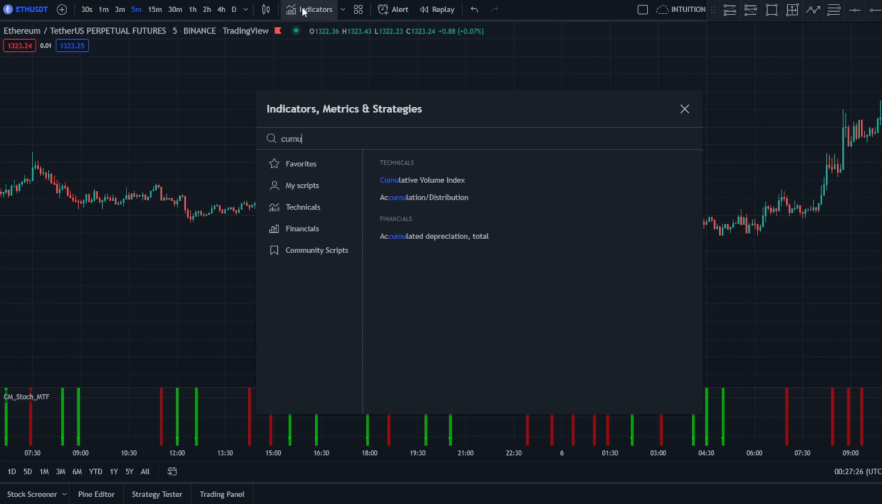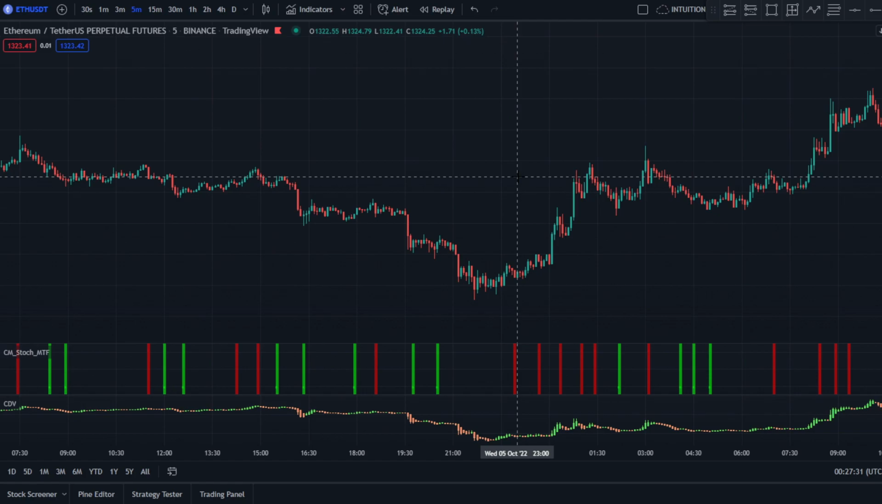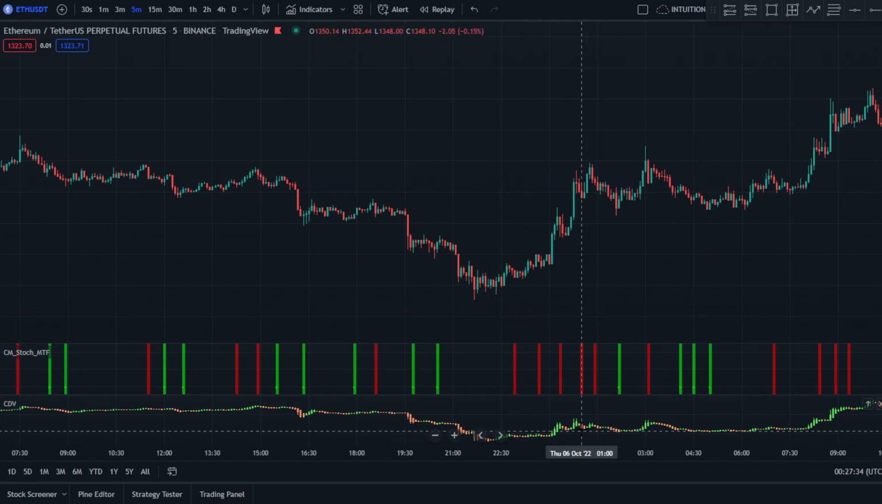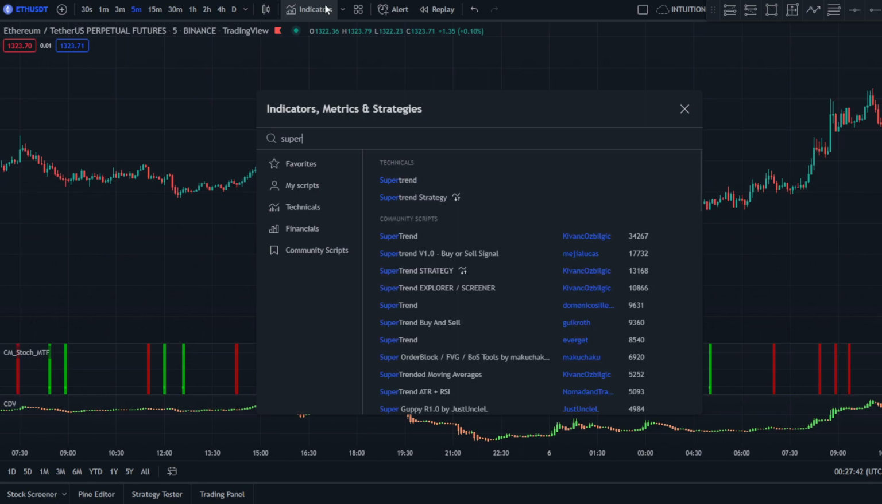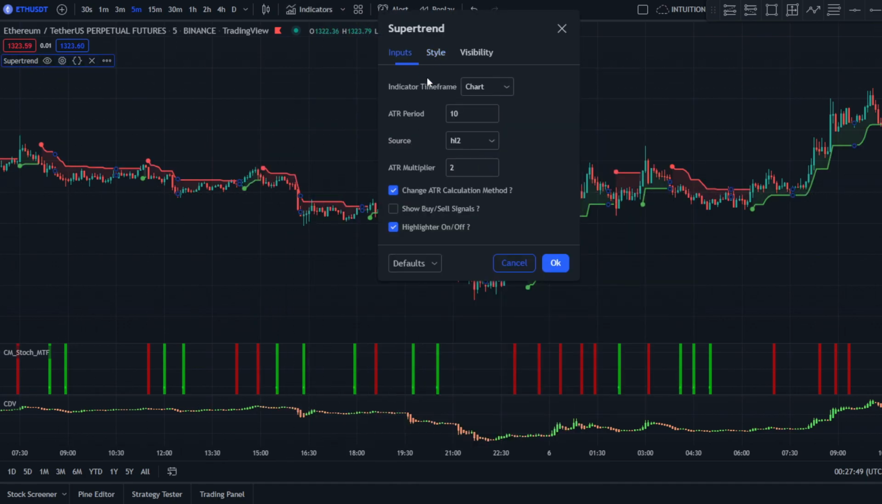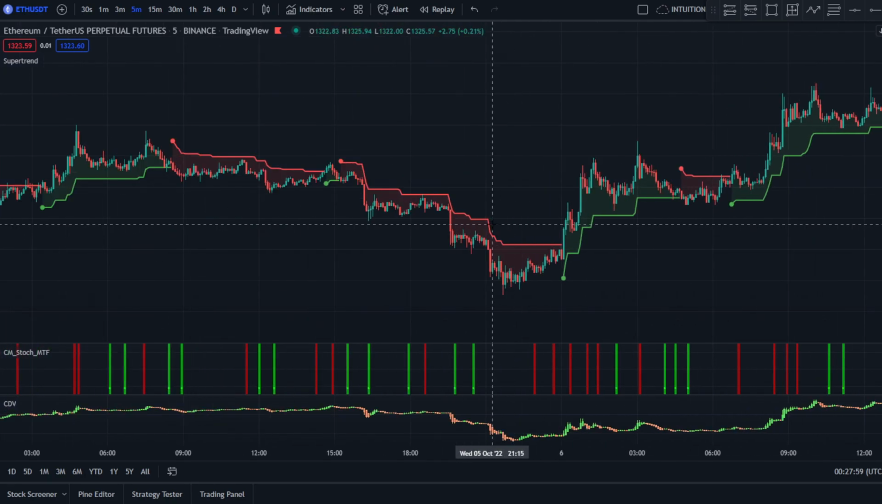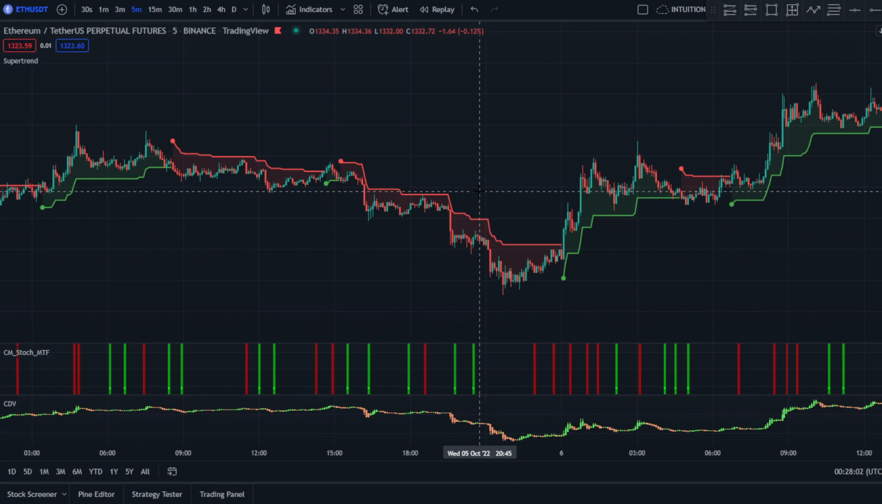Next up, you'll be using your cumulative delta volume. This is your confirmation for you to go long or short. A very important indicator because it shows whether there are buyers or sellers in the market. And last but not least will be your super trend indicator. You don't want to use the one under technicals, you want to use the one under community scripts. Click on that and change certain settings: set the ATR period to 11 and the ATR multiplier to 3. So there we have our indicators set, and let me bring you through how we're going to trade this.